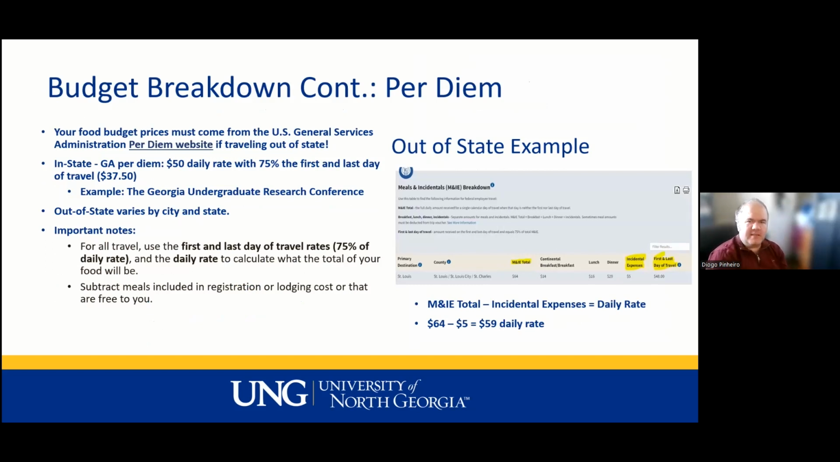The way that we calculate meal costs is based on a per diem, right? The US General Services Administration has a website that lists the per diems if you're traveling out of state. If you're traveling in state, the per diem is $50 per day, with 75% for the first and last day of travel. Out of state, it varies by city and state, and you have to go by what the GSA website says, right? Keep in mind that on the first and last day of travel, the rate is discounted to 75% of the listed amount.